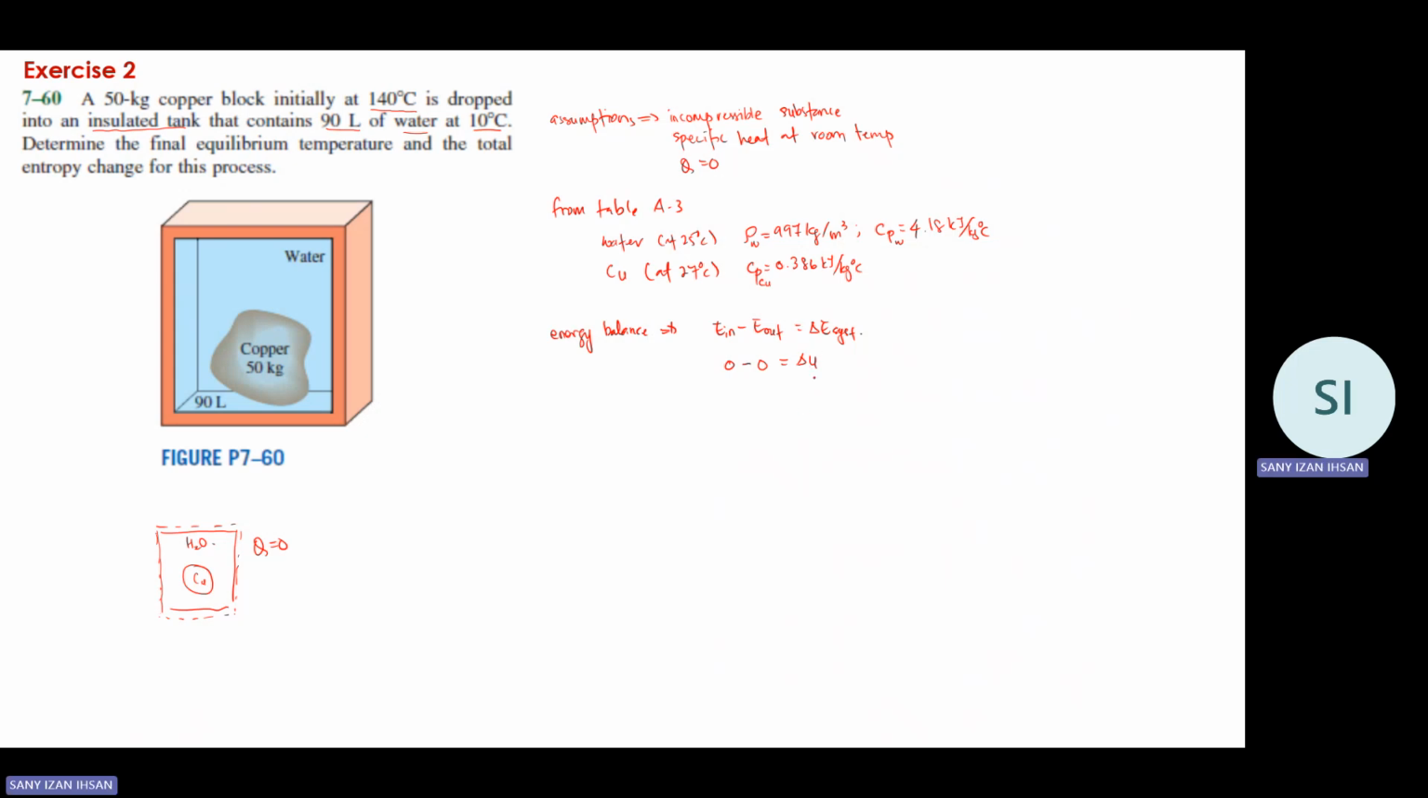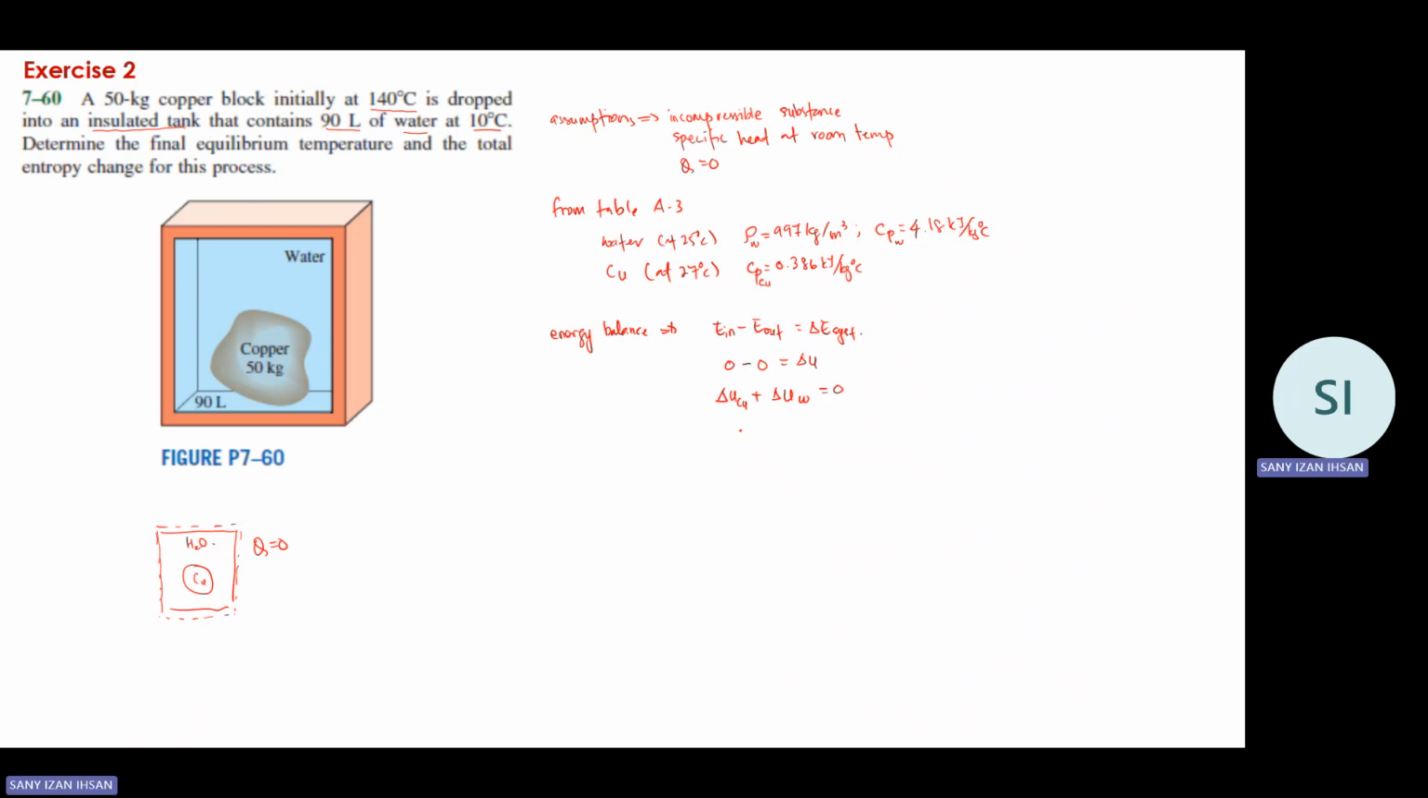And we can expand delta U here to be more specific for the two substances. Let me just bring it to the other side. So that is nothing but the change of internal energy of copper plus the change of internal energy of water, which should equal 0. So this change of energy is nothing but the change of energy of these two within the tank.